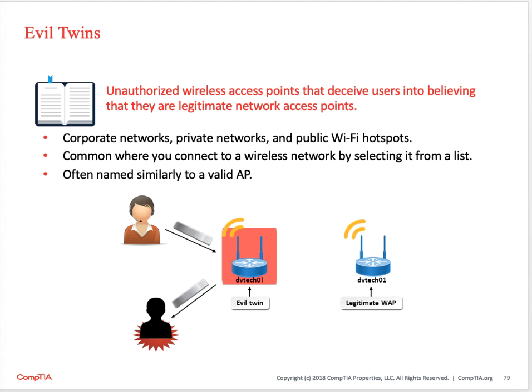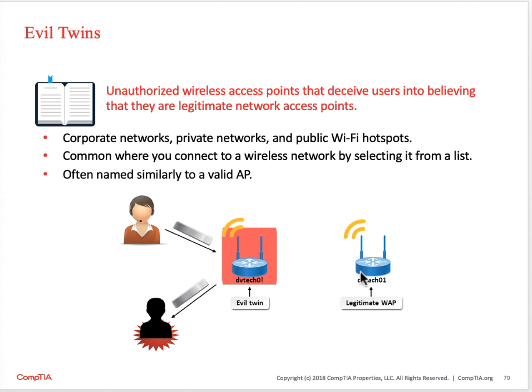In this case, you can find these on corporate networks, private networks, and public Wi-Fi hotspots. We're going to see this a lot when we are looking at wireless networks from a list, right? When you go to the airport and you're looking for some free Wi-Fi and you find some, that's a lot of times where you can find these evil twins. It's often going to be named like a valid access point. So instead of McDonald's, maybe this evil twin is named MacDonald's, right?